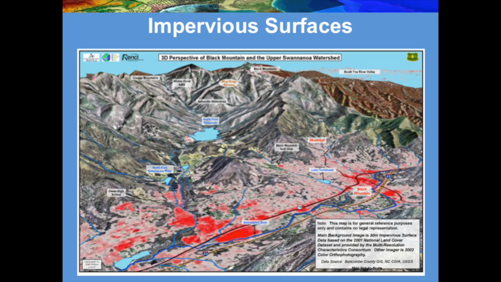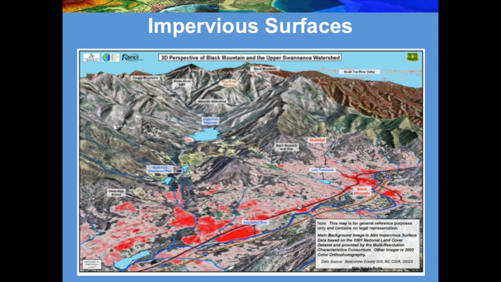Here's the same view, but with impervious surfaces as an overlay. And so, obviously, we know that the more built environment that we have, the more roadways, the more buildings, the more rooftops, the more runoff that we're going to have. And so here's kind of what that looks like there in the upper portions of the watershed.